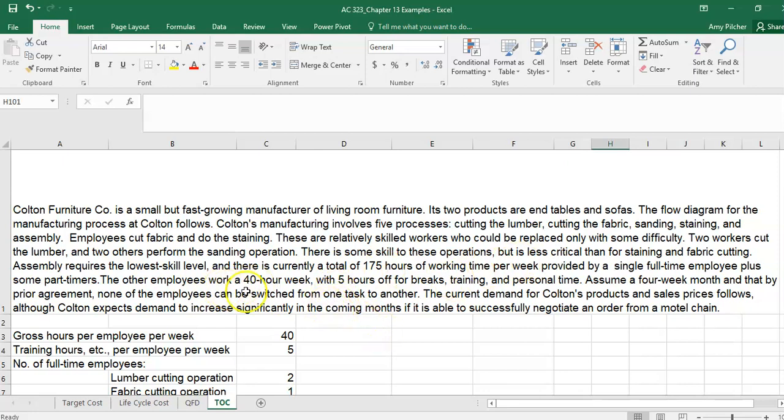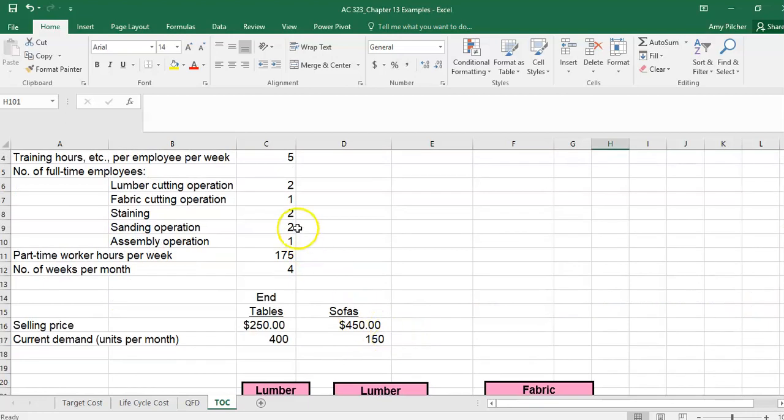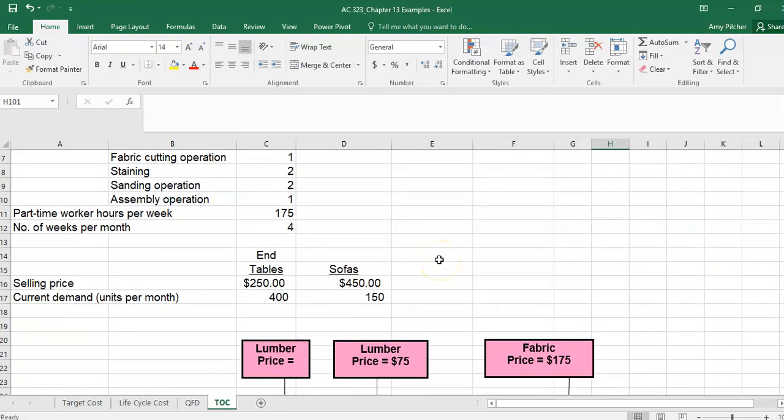So we have employees work a 40-hour week with 5 hours off for breaks and a 4-hour week per month. We also have on assembly, we have 175 hours of working time per week for 4 hours a week. Our other information is here for the other items that we do. We make end tables and sofas. Our current demand is 400 end tables and 150 sofas.